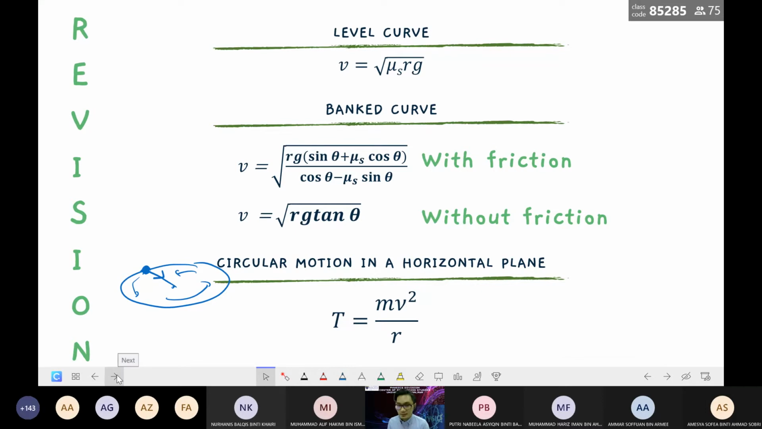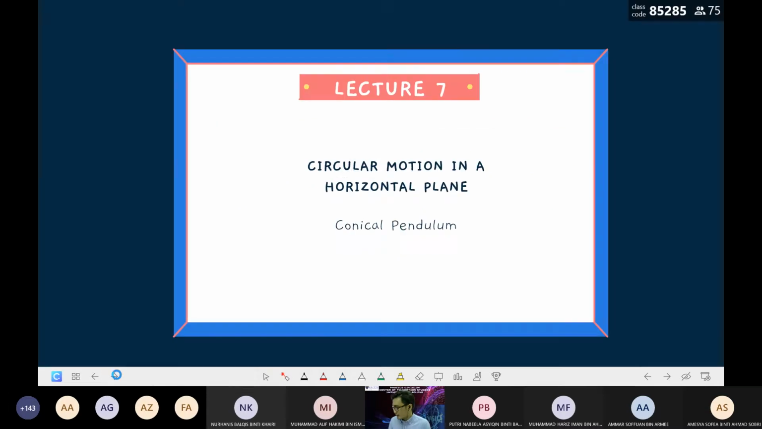Okay, now kita belajar sedikit lagi sama benda macam horizontal plane, but dia ada angle. Kat sini dia nilai radius dia dah berubah lah. Okay, so kita panggil dia circular motion in horizontal plane, tetapi the application that used is conical pendulum. Okay, so what conical pendulum is?